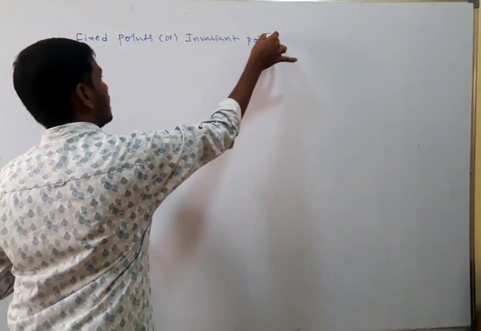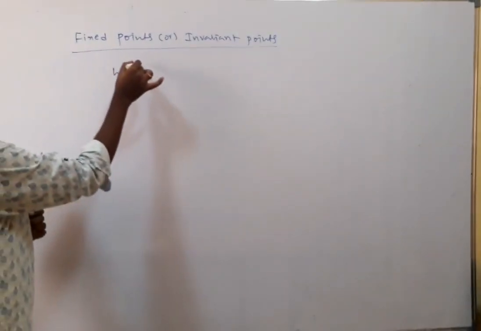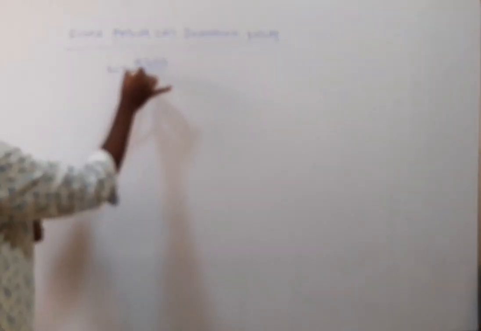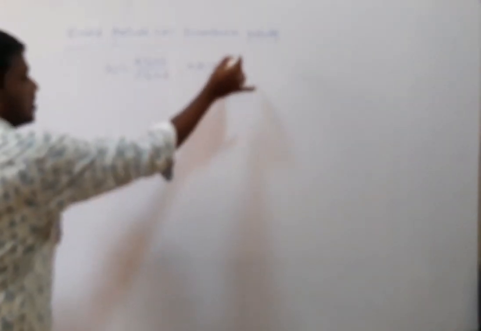Fixed points are invariant points of the bilinear transformation. Suppose w = (az + b)/(cz + d) is a given bilinear transformation, right?